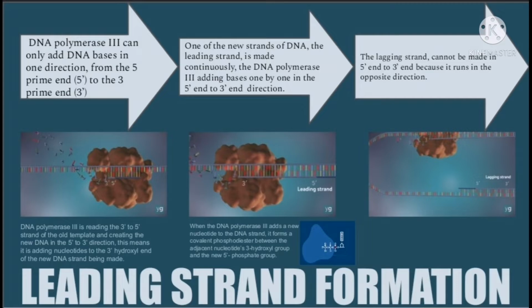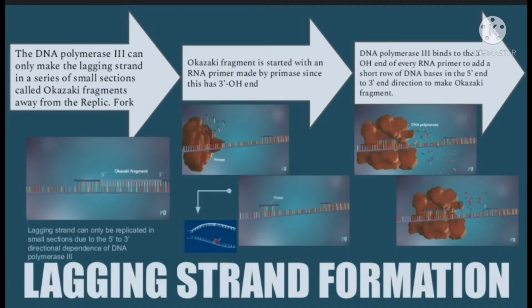The lagging strand is synthesized in fragments. Nucleotides cannot be added to the phosphate 5' end because DNA polymerase can only add DNA nucleotides in a 5' to 3' direction. DNA polymerase III can only make the lagging strand in a series of small sections called Okazaki fragments, away from the replication fork. DNA polymerase III is a component of the replisome, which is located at the replication fork. The lagging strand can only be replicated in small sections due to the 5' to 3' direction dependence of DNA polymerase III.